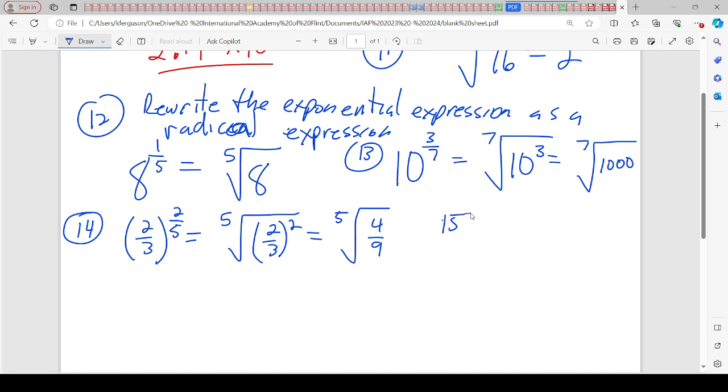All right, 15. I've got 11 to the negative 1/2 power.